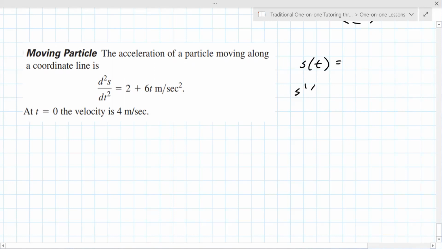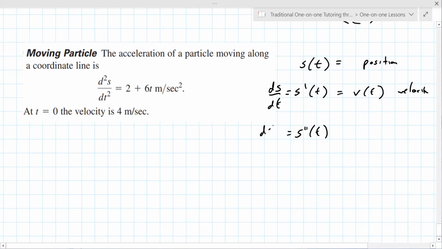When you take the derivative of position, you get the velocity, which we write as v of t, but it really is s prime of t, or ds/dt, if you prefer. And when you take a second derivative, it's d squared s over dt squared, and that's acceleration of t. So now that you know about integrals, you can go backwards.